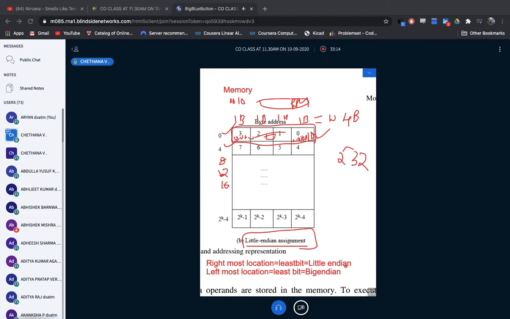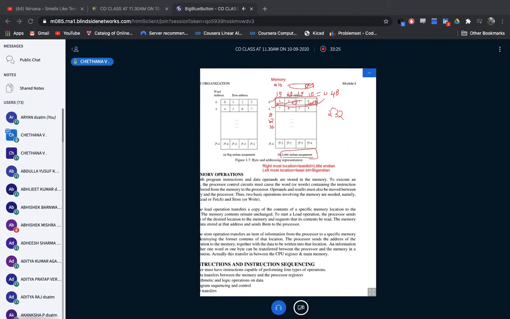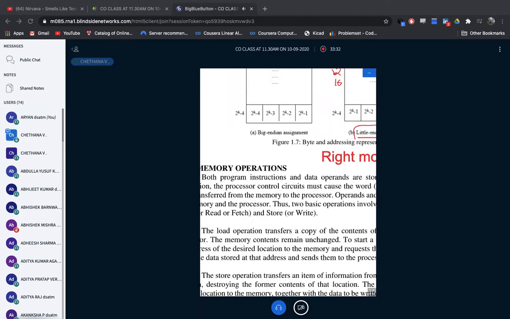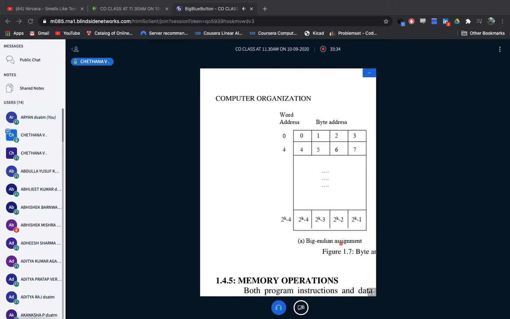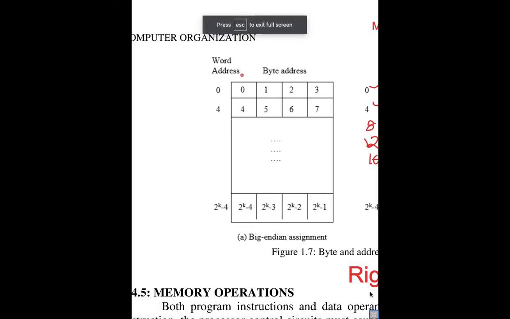So this is the little endian representation and the big endian representation. The big endian representation is also here, I will show you. See here, this is little endian and big endian. I'll zoom in. This is big endian. If the number is 000010, I will write the first part 00010 here. Just see here.